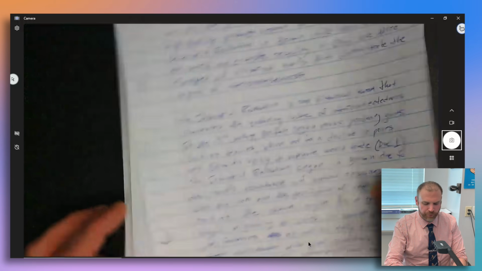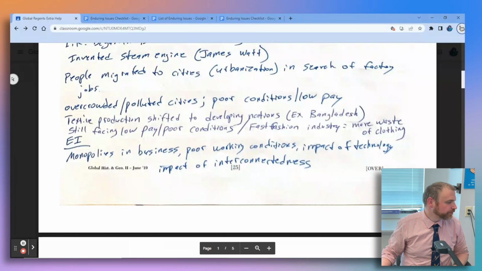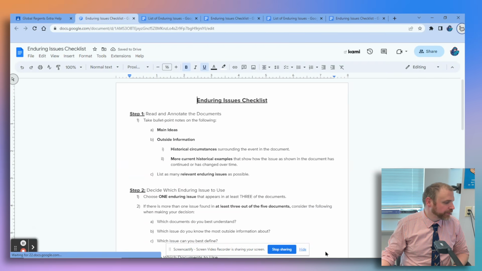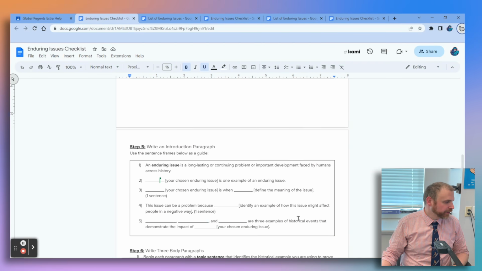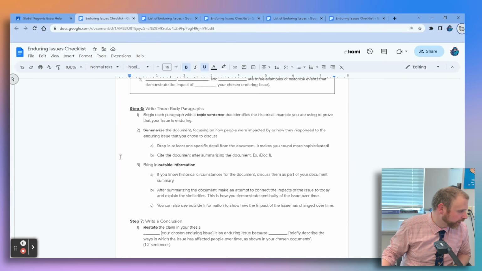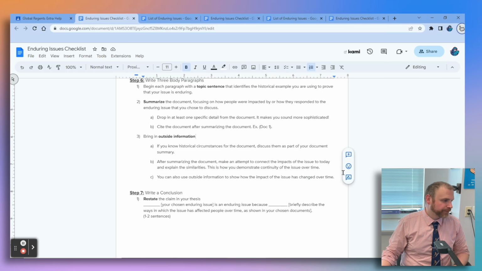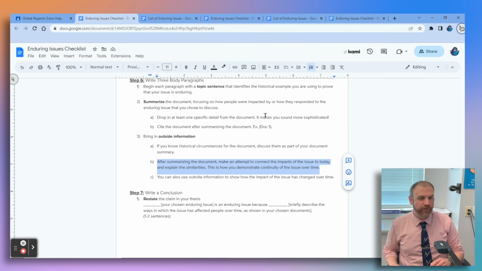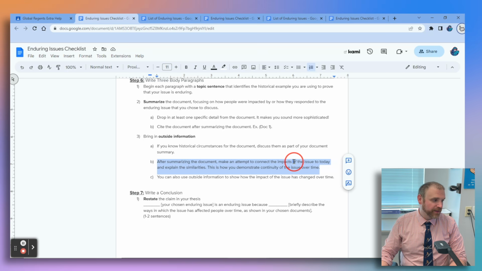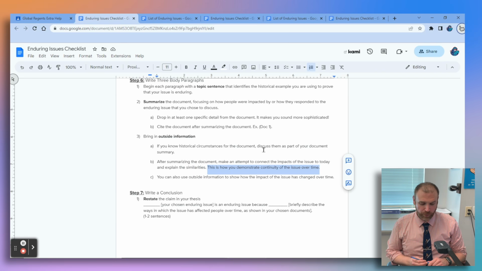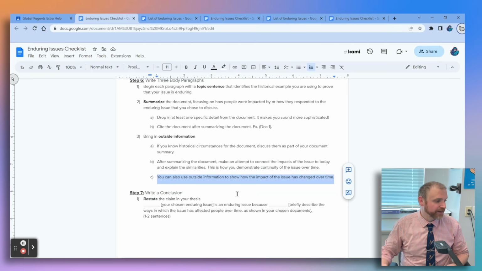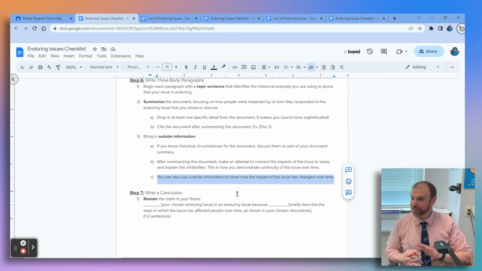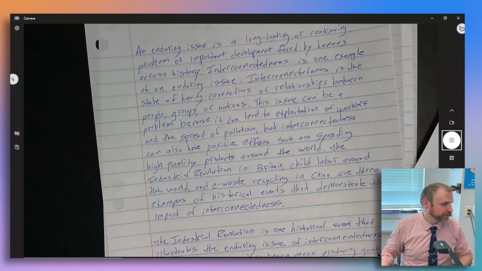All right, so if we were writing a full essay, let's go back to our chart for a second, our enduring issues checklist, right? So if I look back at my steps here, take a look at what I did in terms of bringing in outside information. What we did is part B here, right? After we summarized the document, we connected the issue to today and explained the similarities, which is how we could demonstrate continuity over time. What you could also do, and I'm probably risking confusing you guys by even mentioning this, instead of showing how the issue has continued, you can also choose to show how the impact of the issue has been lessened over time.